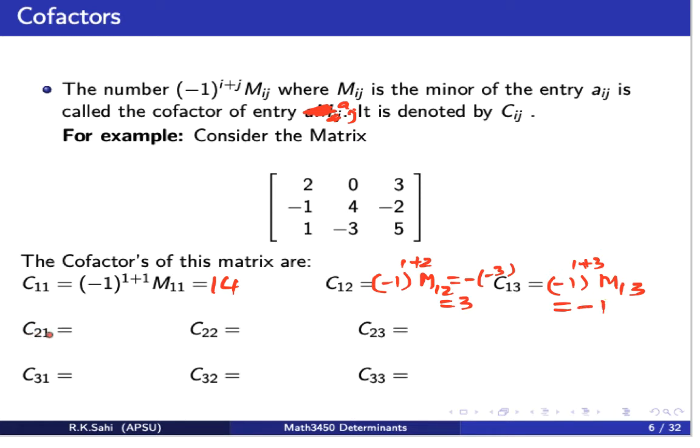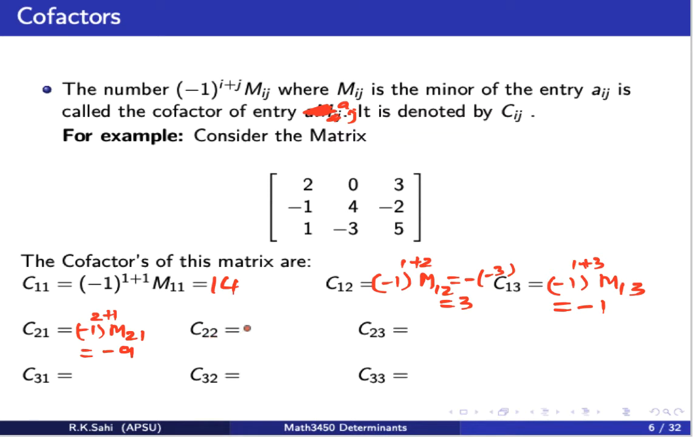So similarly, you can do C21. I'm just going to write this one as minus 1, 2 plus 1. That is a negative. M21. Now minus this is going to be a minus. Now what is our M21? If you remember, it is simply 9. So the answer is a negative 9.